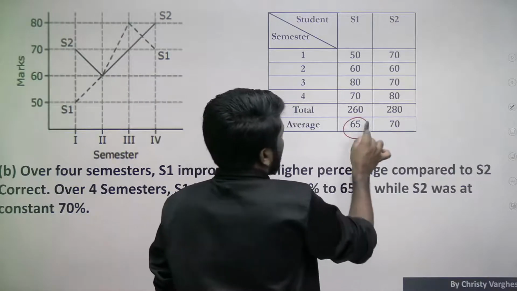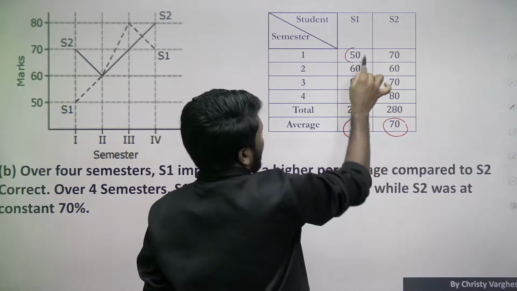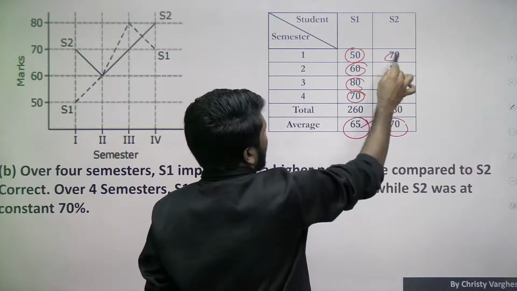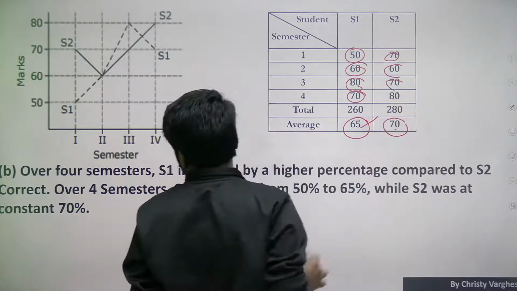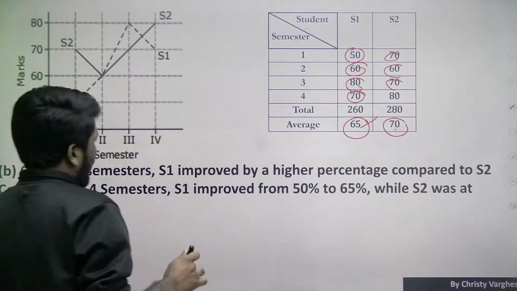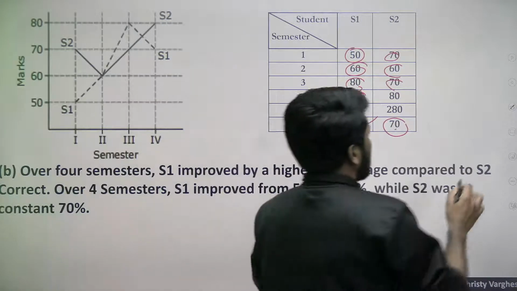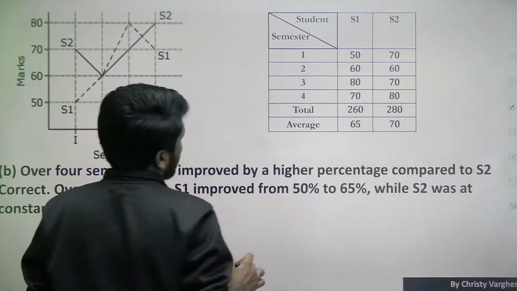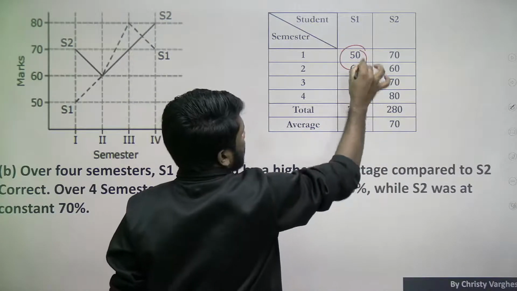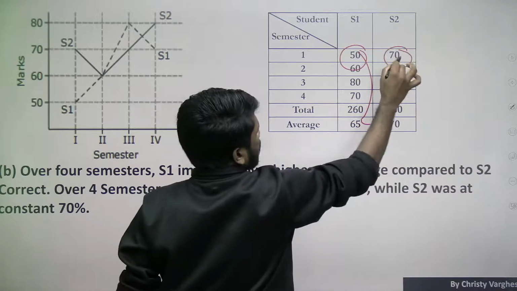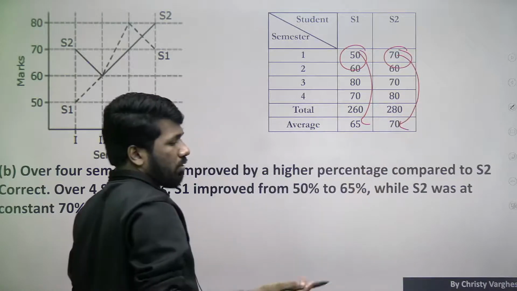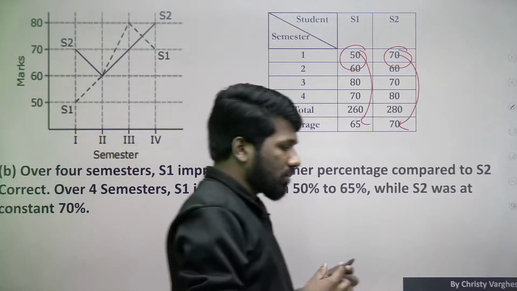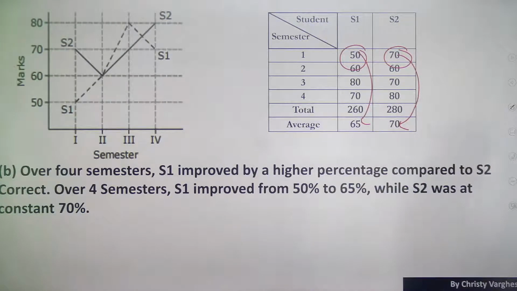So you can find the average value of S1 and S2 by adding these 4 values and dividing by 4, and you will get 70. Now, S1 improved by a higher percentage than S2. Is it correct? S1 improved from 50 to 65 and S2 from 70 to 70, like no improvement. So S1 improved by higher percentage is totally correct. So option B is the correct answer.